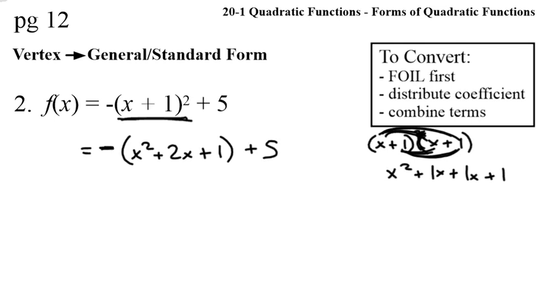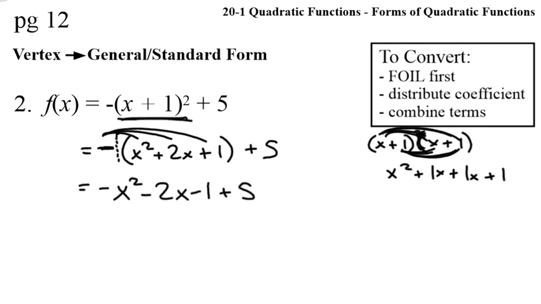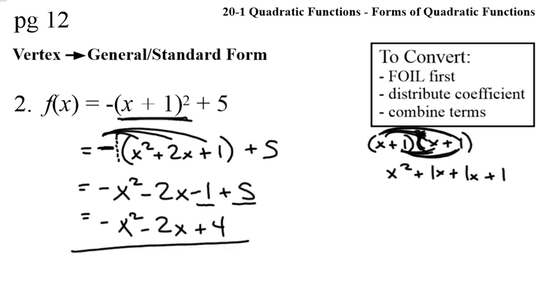We need to distribute the negative. If it helps you, you could always think of it as a negative 1. Distribute that: negative x squared minus 2x minus 1 plus 5. The only like terms are our constants. Negative x squared minus 2x plus 4. There's the general form for our vertex form.